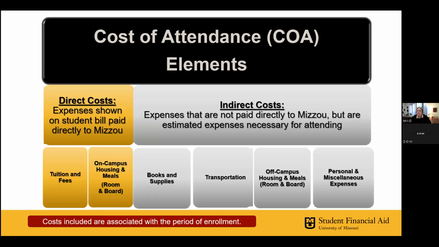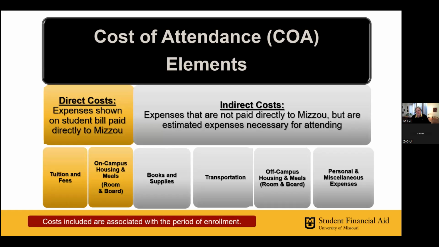The other thing I just want to mention really quick is that when we build this cost of attendance, what you're seeing in your financial aid offer notification, that amount of money is split evenly between the fall and spring semesters. We are not including summer in there, and we are only allowed to build that cost of attendance and estimate those expenses for that period of enrollment.